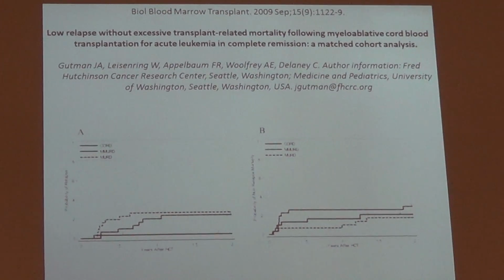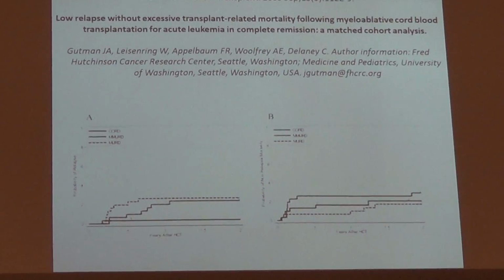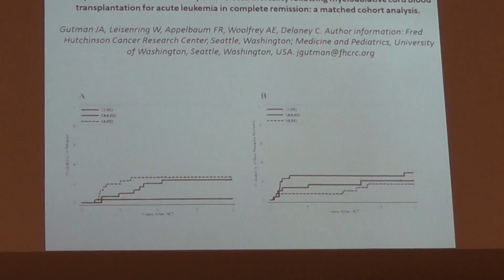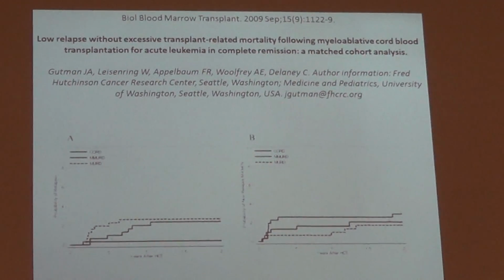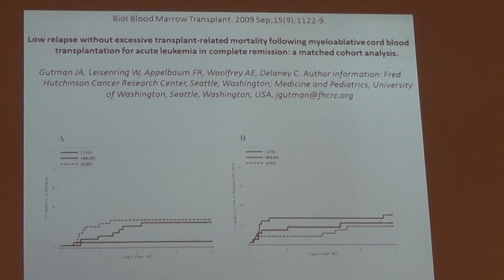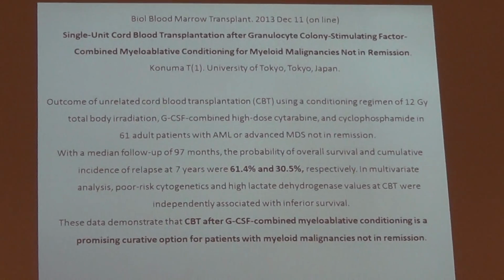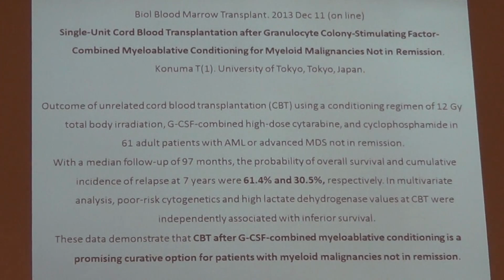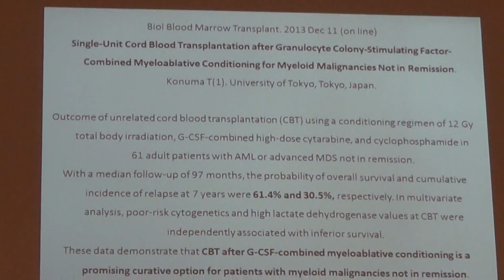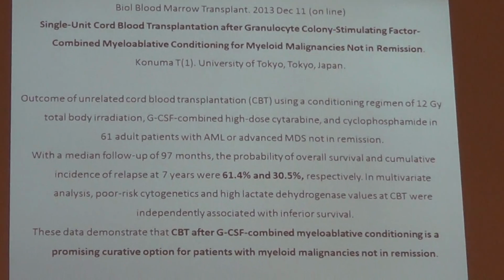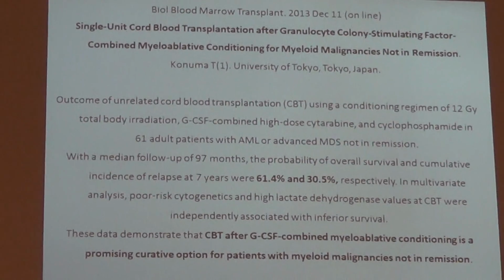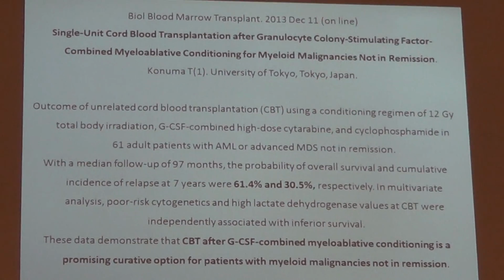Second is the data from Seattle, in a meta-analysis published in 2009 in acute leukemia. They show that cord transplantation is the source that results in lower rates of relapse. And this was a surprise, that there is new evidence that cord is a very good source to treat high-risk acute leukemia. In this data from the Japanese group, they published a 7-year incidence of relapse of only 30% for patients with leukemia not in remission, with 61% survival.